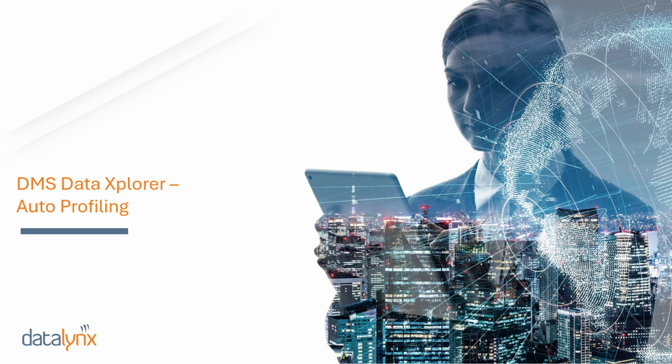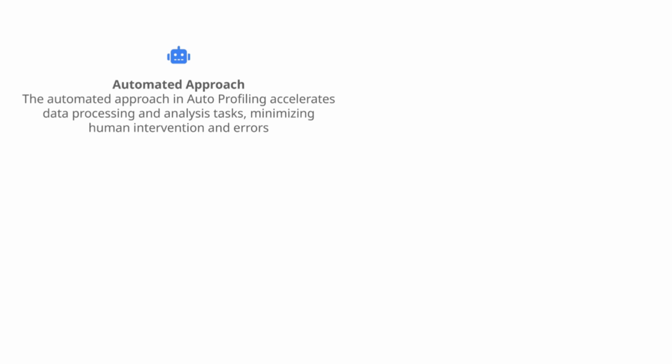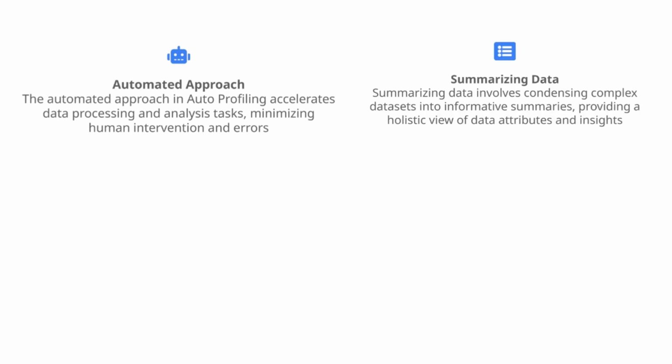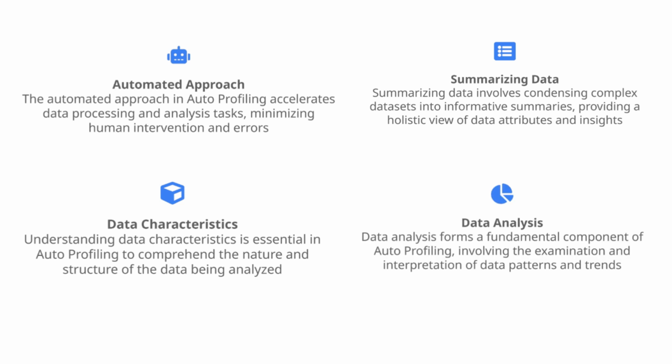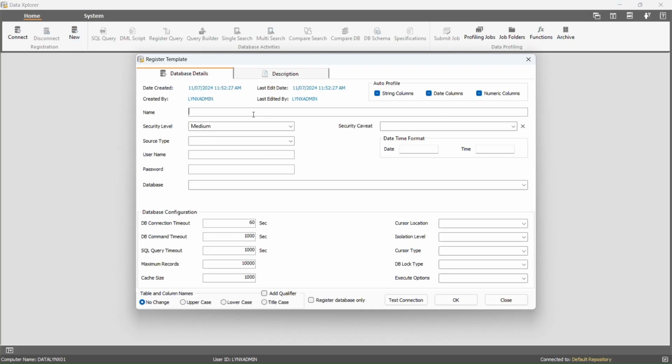This lesson delves into auto-profiling and demonstrates its application within Data Explorer. Auto-profiling typically refers to the automated process of analyzing and summarizing data characteristics. This automated approach helps in quickly understanding the structure and quality of data, which is crucial for various data analysis and machine learning tasks. Let's proceed with logging into Data Explorer to initiate the auto-profiling process.